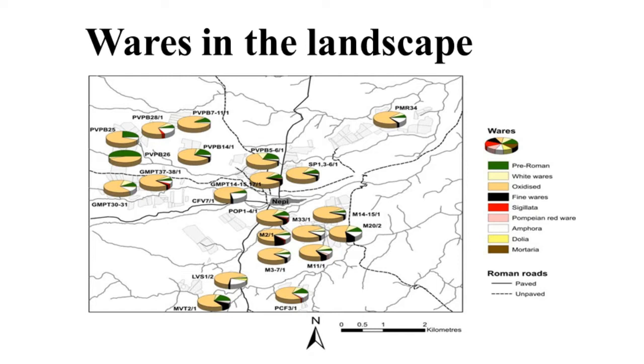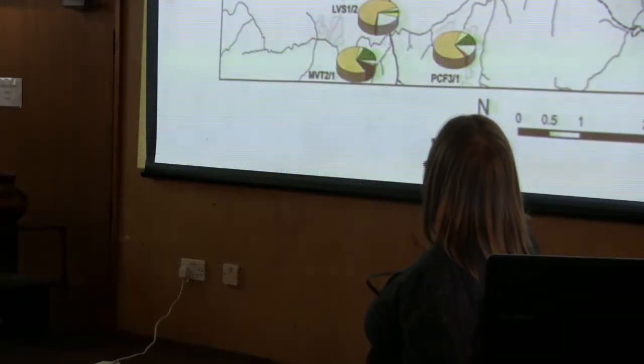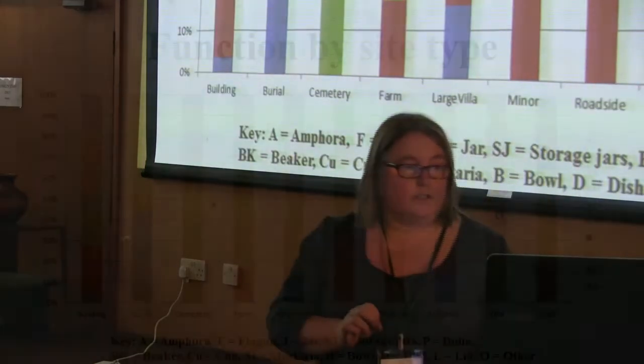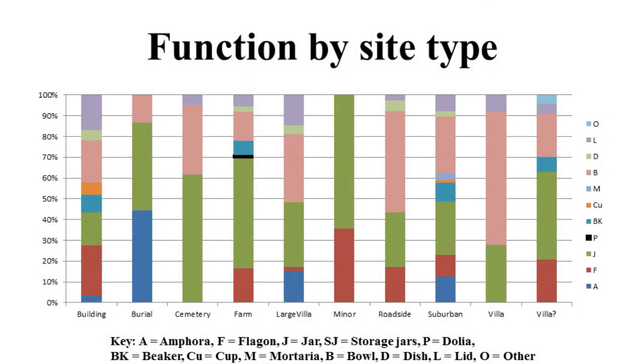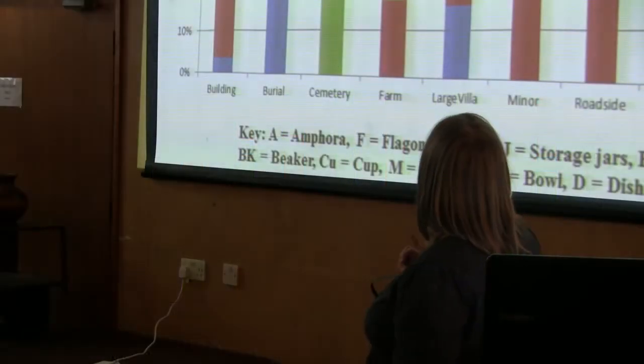Then presenting the wares in the landscape, you use GIS, and then you can see where the large villas lie and the more special sites like M2/1, which seems to be some kind of ritual site. And here the different functions of pottery vessels or diagnostic pieces are presented, and again the suburban area and large villas, together with the building, which mostly is represented by this one exceptional ritual site.